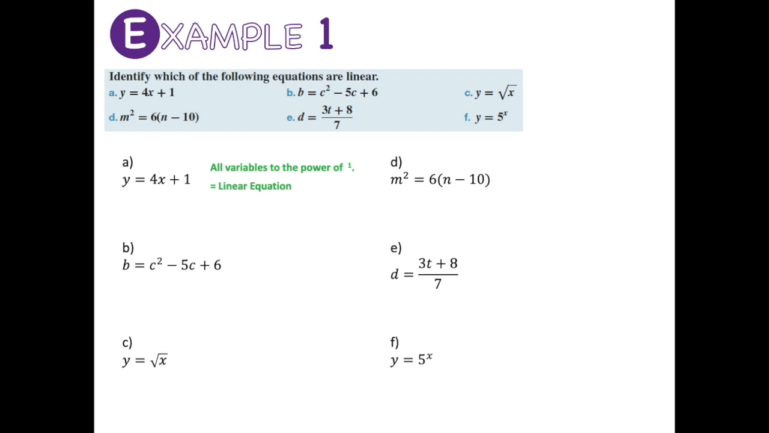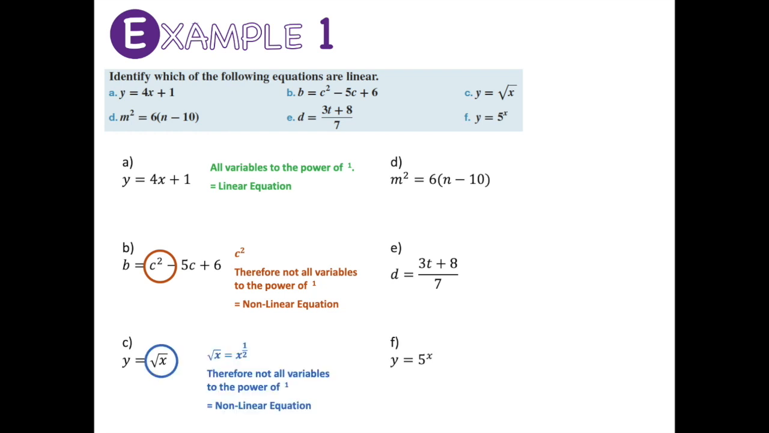Looking at question B, we have b equals c squared minus 5c plus 6. We can see that we've got a c to the power of 2, so not all of the powers in our equation are 1. It is going to be a non-linear equation. Next, y equals the square root of x. If we were to change the square root of x into x to the power of 1/2, then it has a power other than 1. So that equation too is going to be a non-linear relationship.